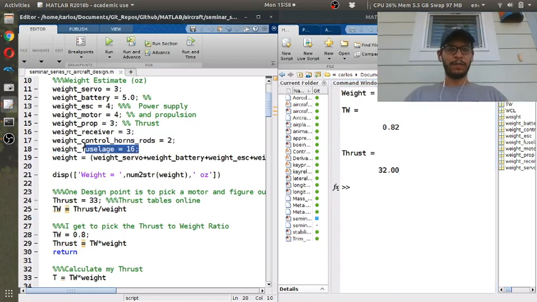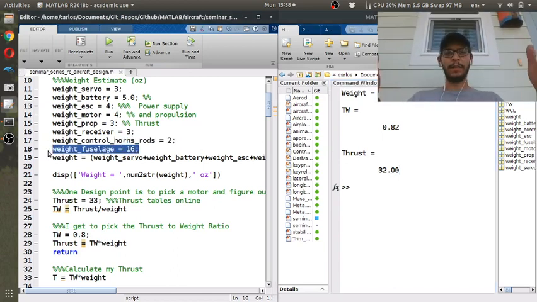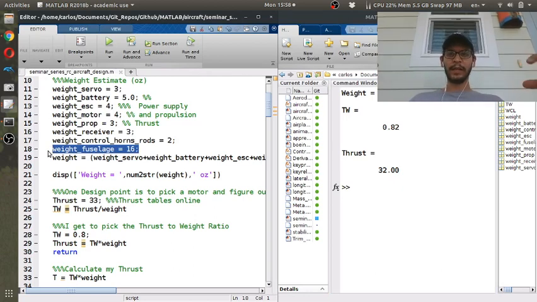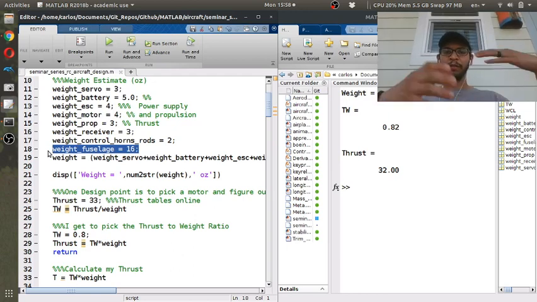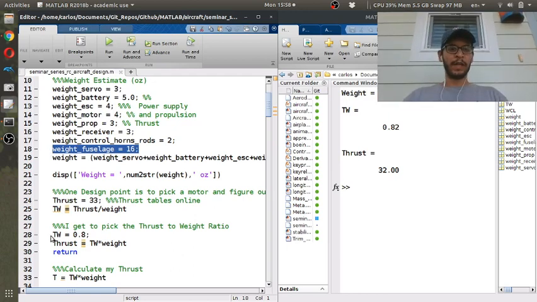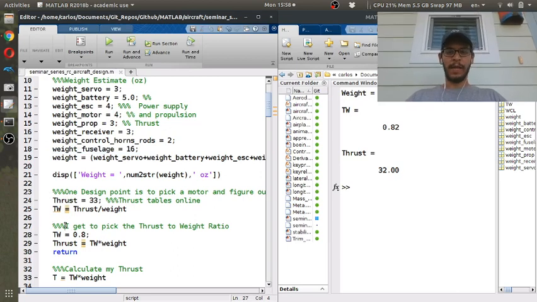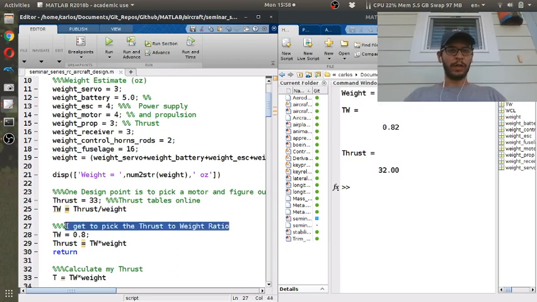The same thing with this fuselage too, right? I estimated the weight of the fuselage based on some rudimentary calculations with some balsa and some basic lengths and stuff. Once I actually build the airframe, I can weigh it, and I can get a better weight, and I can go back in this program and see if my numbers are still good. So you can use this to your advantage to choose what you want to do.